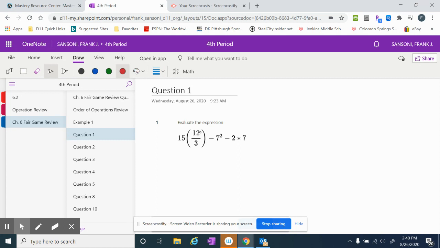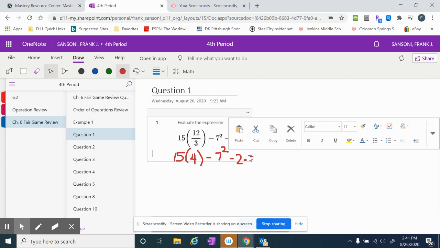I've got 15 times the quantity 12 divided by 3 minus 7 squared minus 2 times 7. So the first thing I'm looking for is parentheses, and there is something in parentheses, and in parentheses I have 12 divided by 3. So the first thing I'm going to do is 12 divided by 3. So I've got 15 times 4, because 12 divided by 3 is 4, minus 7 squared minus 2 times 7.